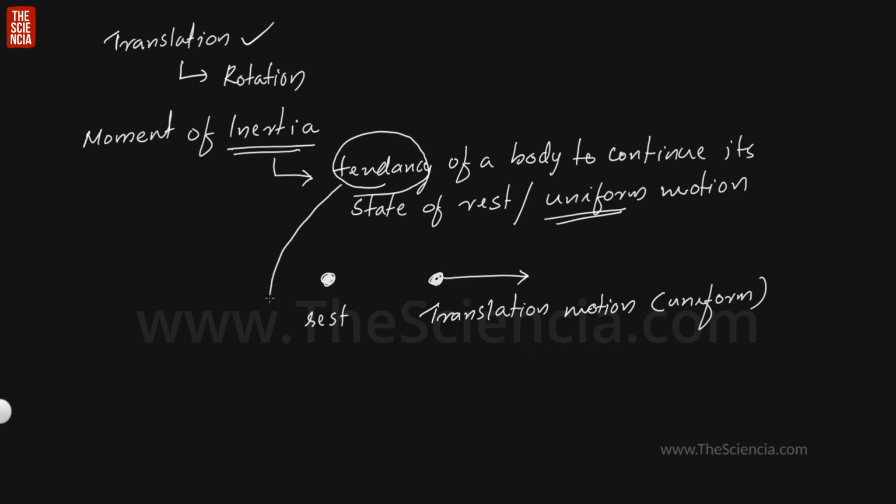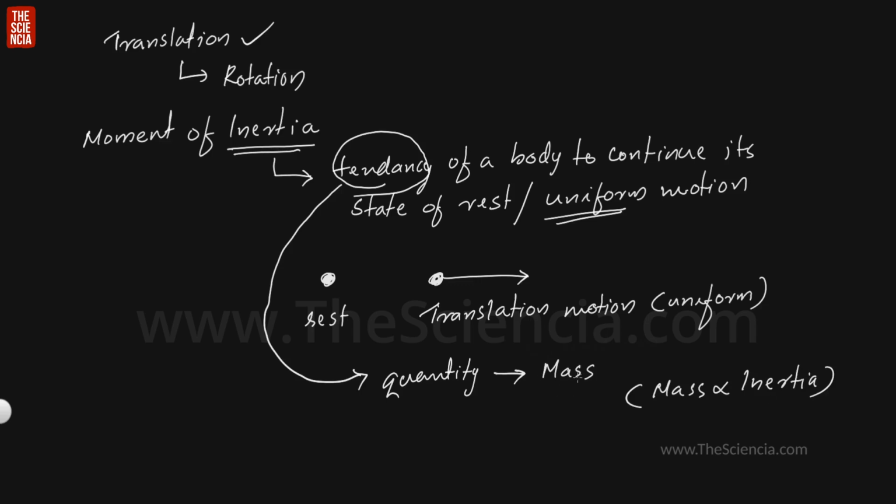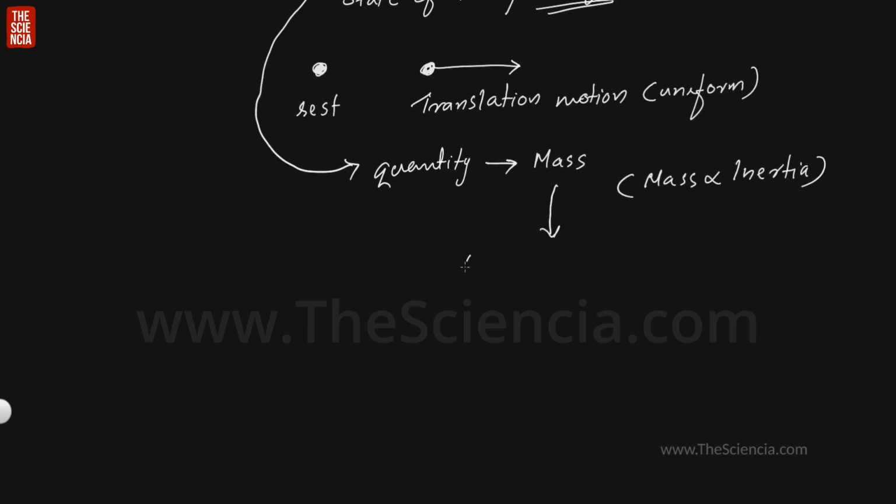We can quantify this tendency in terms of mass. So you may already know that mass is proportional to inertia. And I told you we call it mass when it is in uniform motion. Suppose it is in rotational motion, then what do we call it? You know rotational motion is a non-uniform motion, right? And we call this mass in rotation the moment of inertia.